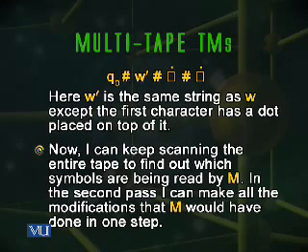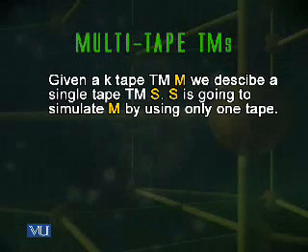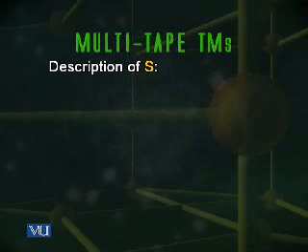Let us be a little more formal with this proof. What we have seen right now is how to convert the description or configuration of a multi-tape Turing machine into a single tape. How can we write down the configuration onto a single tape? Now let's see how we can simulate the computation of M using this single tape. Suppose we are given a K-tape TM M, we describe a single tape TM S. S is going to simulate M by using only one tape. The description of S is as follows.